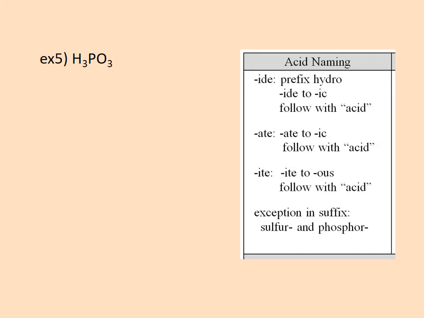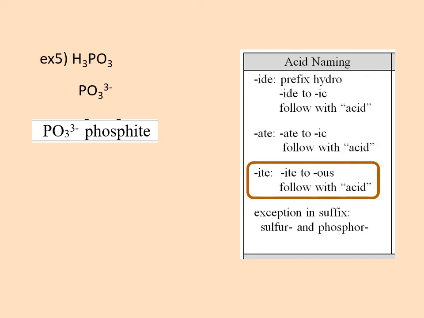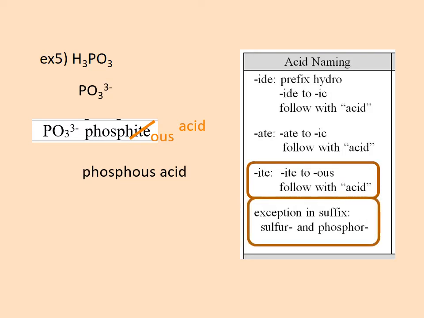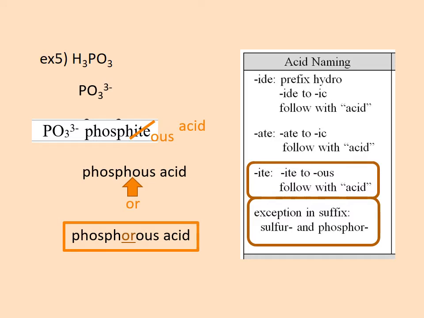Example 5, H3PO3. I have three hydrogens, so that means the PO3 has a -3 charge. When I look it up on my negative ions list, I find that it is called phosphite. Since I have an "ite" ending, I change "ite" to "us" and follow with acid. And that gives us phosphus acid. Oh, that again doesn't sound right. Oh, the exception in suffix. So I have to have an "or" added right after the phosph. And that gives me then phosphorus acid. Phosphorus acid. That sounds better.